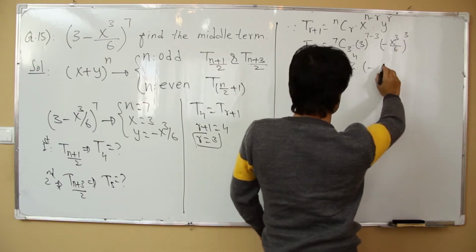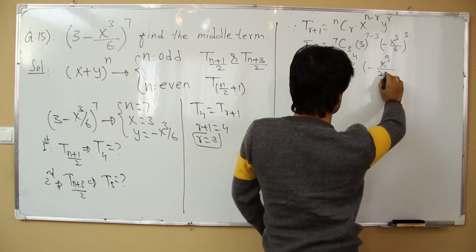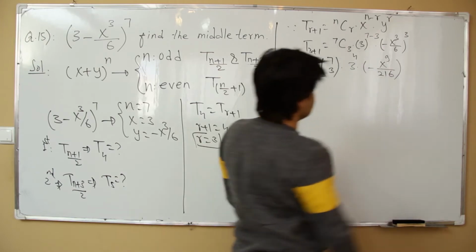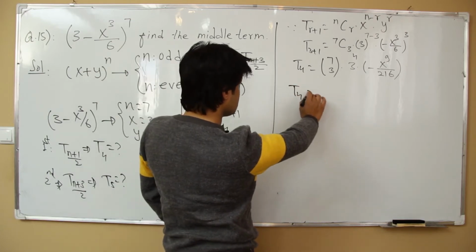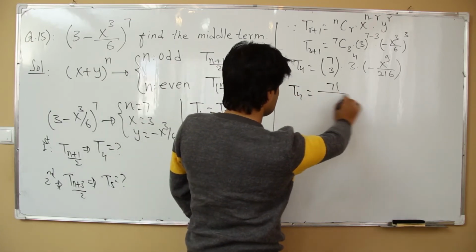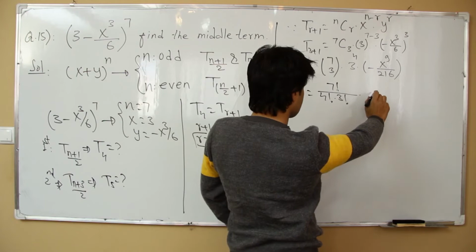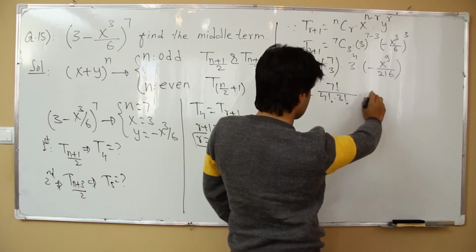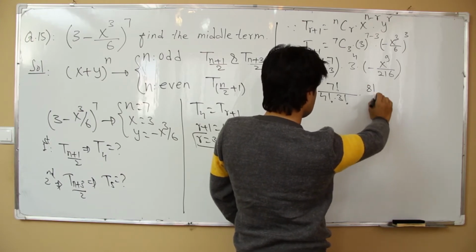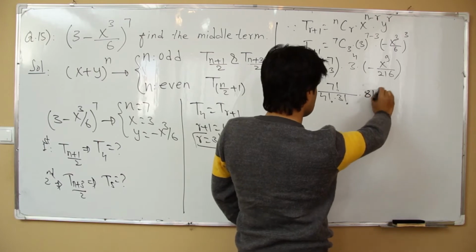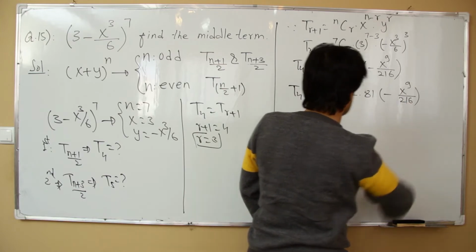x cubed to the power 3 is x to the power 9. And 6 raised to the power 3 is 216. Now you can simplify. T4 is 7C3, which is 7 factorial divided by 4 factorial times 3 factorial, times 3 to the power 4, which is 81, times minus x to the power 9 by 216.